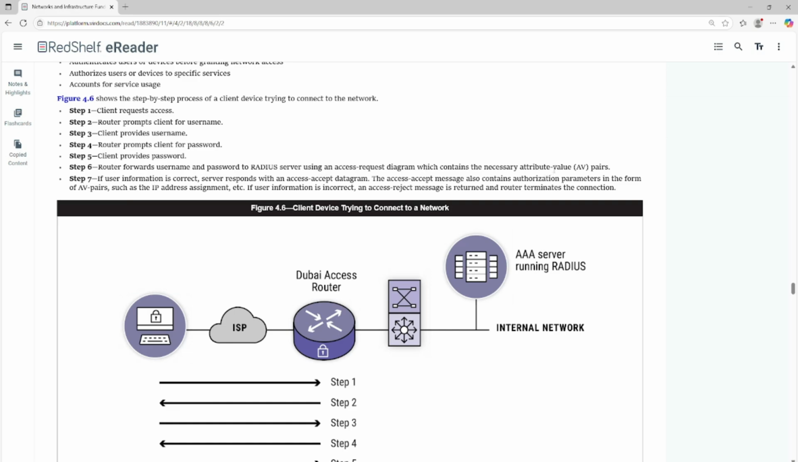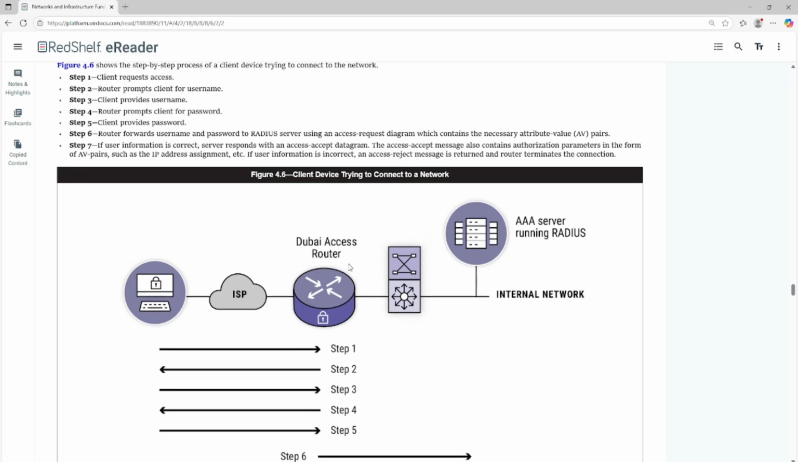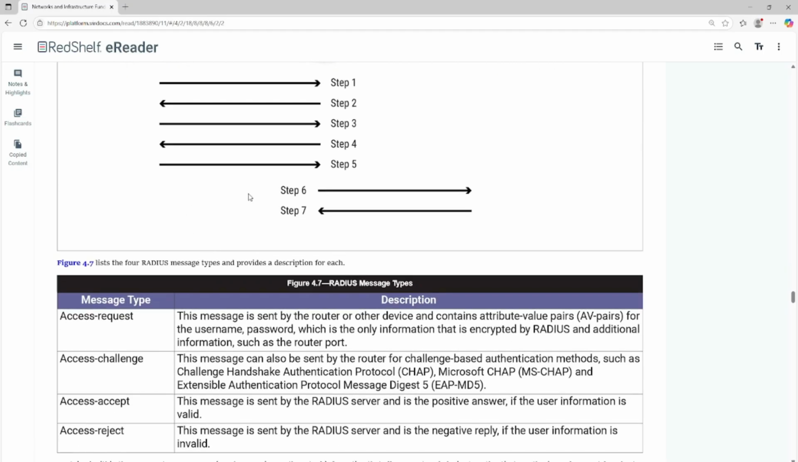So it's definitely going to take those details and go check in the database and see if that is the person that they say they are, and if we do have them on our list, whitelisted. If that information is correct, the server responds with an access accept datagram. So that's the process.